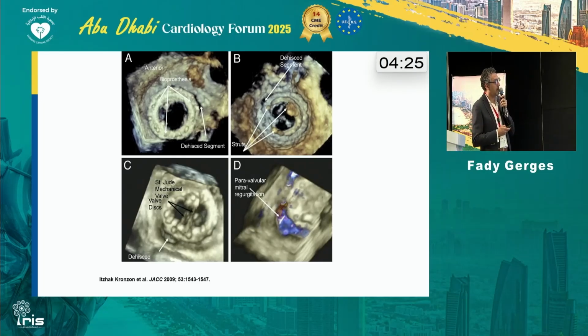This is a very nice example as well for the dehisced segment. This is a bioprosthetic valve. It's not a mechanical valve. So again, this is a dehisced segment that will cause a paravalvular leak.